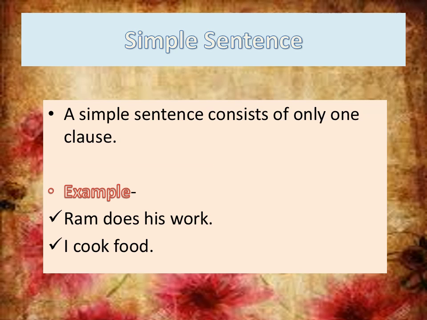Now, it's time to understand the difference among three types of sentences. Here, we are discussing the classification of sentences on the basis of structure. So, we shall discuss simple sentence. It is easiest to learn because it consists of only one clause. For example, Ram does his work. I cook food.